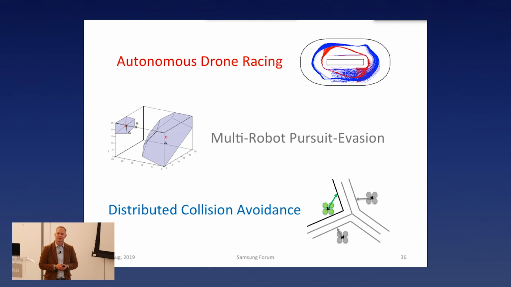Okay, that sums it up for my talk. So I spoke about autonomous drone racing, multi-robot pursuit evasion, distributed collision avoidance. I think these are all really important problems in a range of domains for autonomous driving and for autonomous drone delivery and various other things. So I hope you enjoyed the talk.